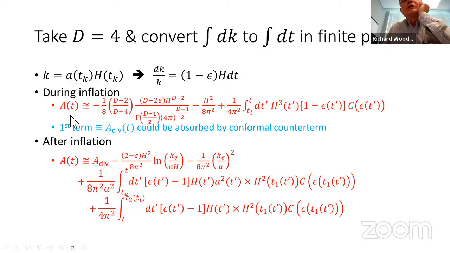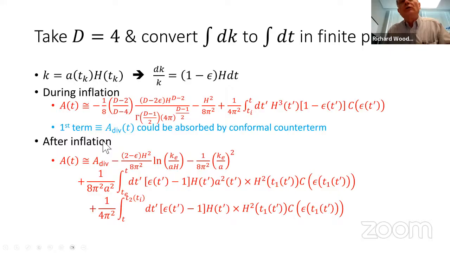And I won't keep you in suspense. The result that you get for A of t, the expectation value of the square of the field, takes this form. It's an ultraviolet divergent piece plus an integral over first horizon crossing times of an extra H from the measure and an extra 1 minus epsilon from the measure, and then times the first horizon crossing form. And the first term I'll call A divergent. This is the form that applies during inflation.